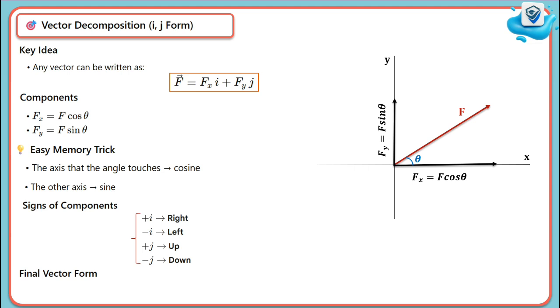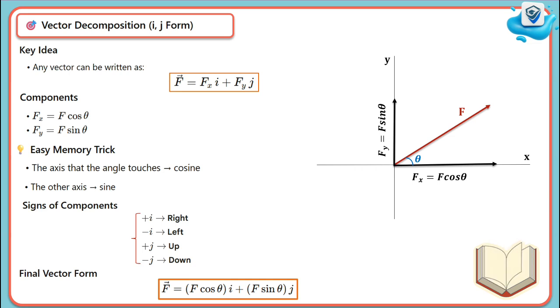So finally, we can write the vector as F equals F cosine theta I plus F sine theta J. This form makes vector addition much easier in problems.